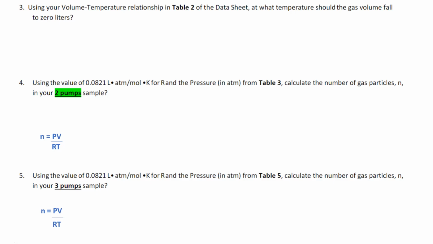And then same sort of question for number 5, using the same value for R, the pressure you'll now find from table 5. We're going to again calculate the number of gas particles in our 3-pump sample. So we'll see, in 2 pumps and 3 pumps, does it make sense? The number of moles, of course, should be increasing by some constant value.